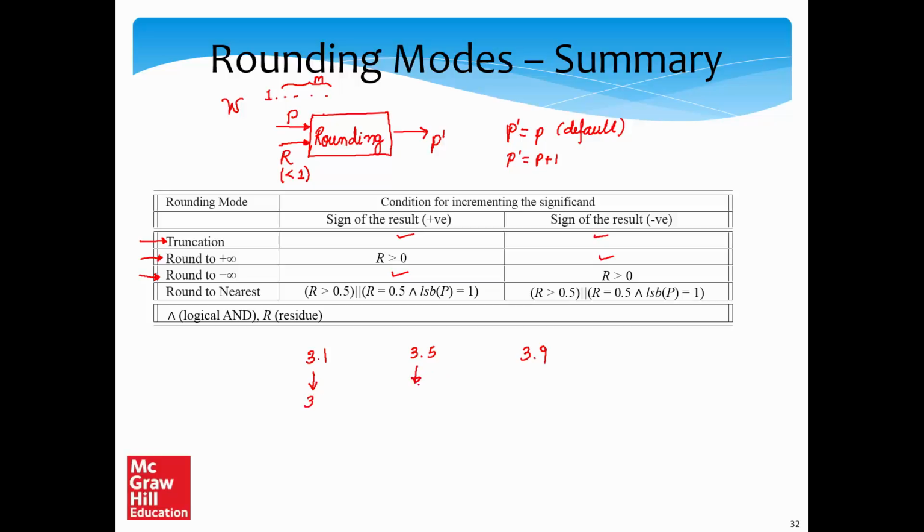3.5, I have a choice between 3 and 4. I choose the even number, so I round it to 4. And 3.9, the closest integer is 4. So the logic is like this.